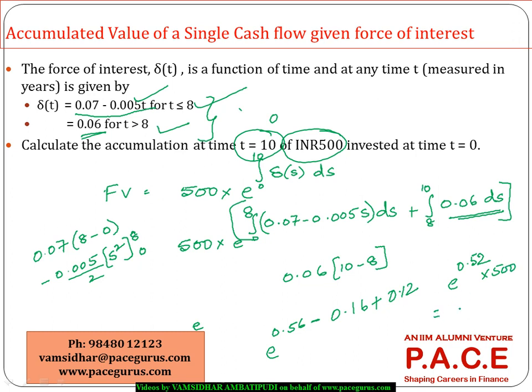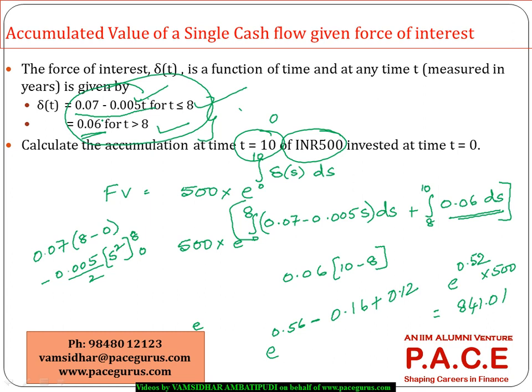So I can say that if I deposit 500 right now, where the interest rates follow this kind of a pattern, for the first 8 years they follow this pattern, and for anything beyond 8 years it follows this kind of a pattern. If I want to find out what would be the worth of my investment of 500 bucks at the end of 10 years, I can use this integral form.